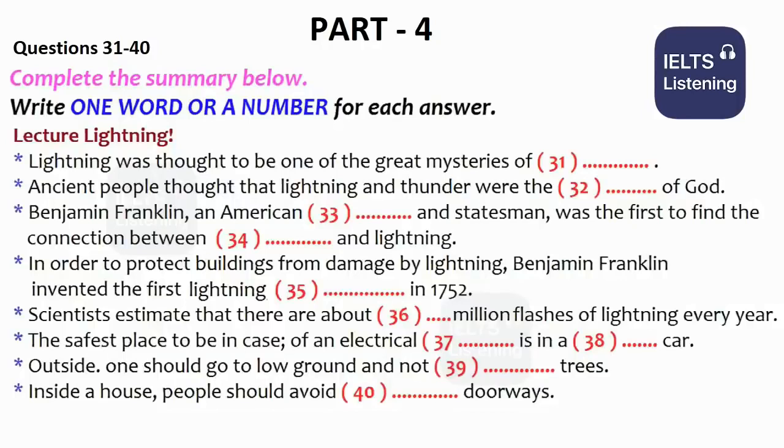In earliest times, man considered lightning to be one of the great mysteries of nature. Some ancient people believed that lightning and thunder were the weapons of God. In reality, lightning is a flow of electricity formed high above the earth. A single flash of lightning 1.6 kilometers long has enough electricity to light 1 million light bulbs.